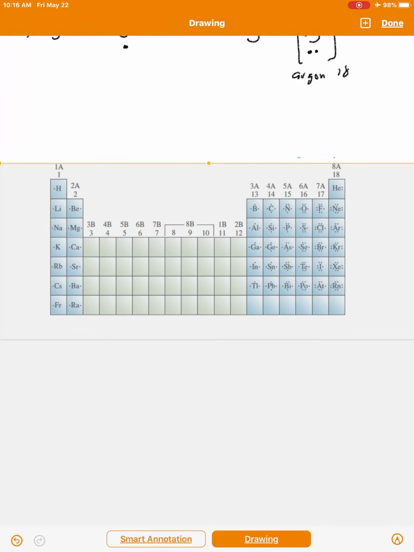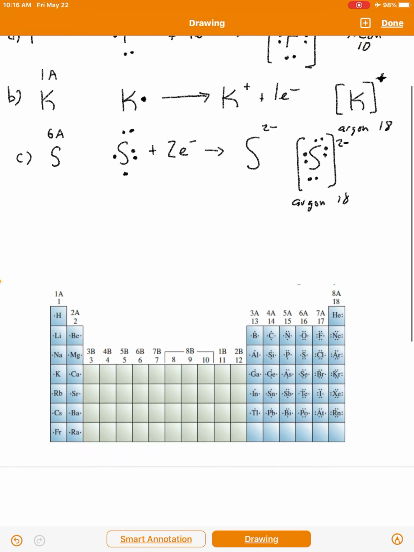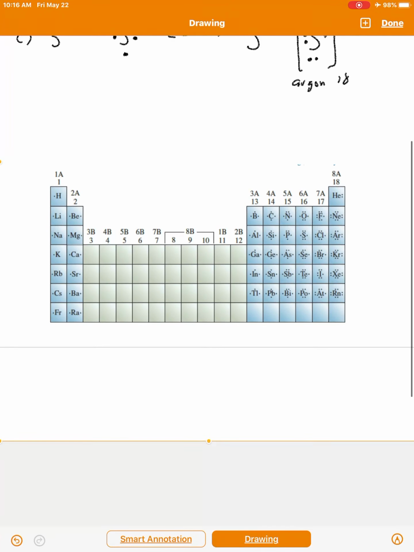Let's take a look at each one. Fluorine, by gaining 1 electron, becomes neon. The potassium, by losing 1 electron, becomes argon. It doesn't actually become argon. We're not claiming this is transmutation into a different element. We're just saying it has the same electron configuration. The nuclei are still the same as they were originally.